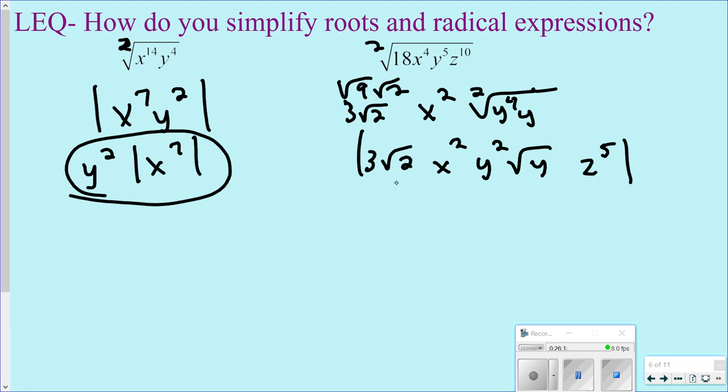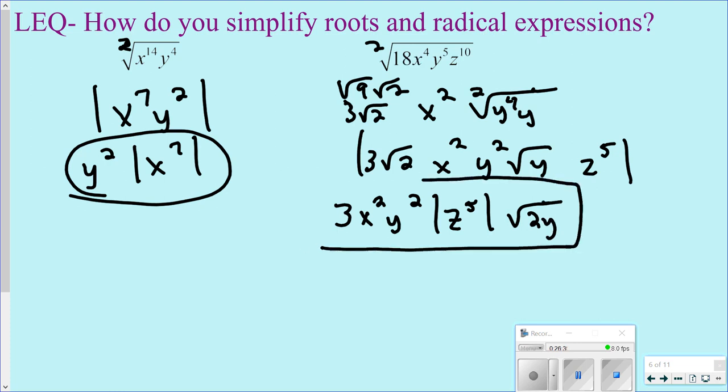So let me put the pieces that are in front first. So I have a 3. I have an x squared and a y squared. Now I'm ready for that absolute value next, and that would be absolute value of z to the 5th. And last, I'm ready for that square root, and we have a 2 and a y that are underneath that square root, and that is our final answer.